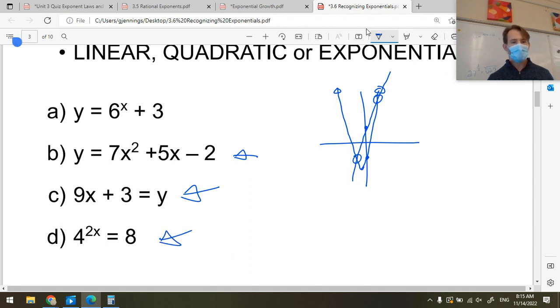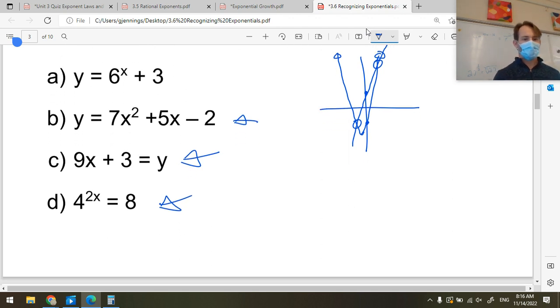And then this, what is that? Linear, quadratic, or exponential? But there's a 2 up there. Why is that still exponential? Because reasons. Yeah, because that's just a transformation, Mr. Jennings. That's just like a k value. This x is your main variable. That's an exponential function. There we go.